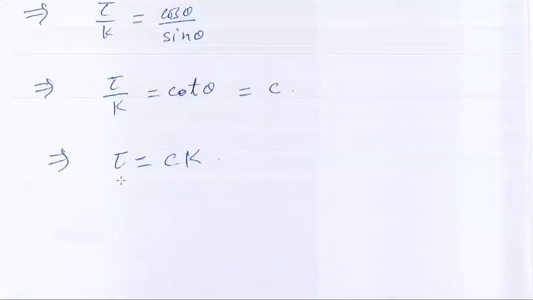This is the end of this lecture. In the next lecture, we will prove its converse result. So we suppose for any curve tau is equal to C k, and we will prove that the regular curve is a helix.